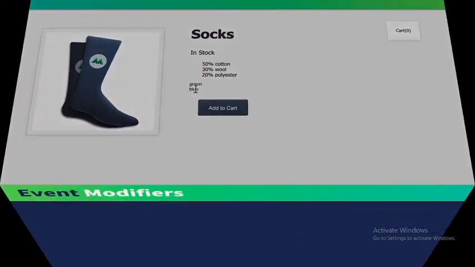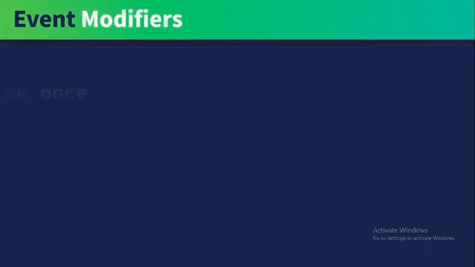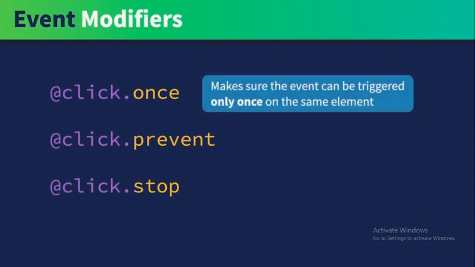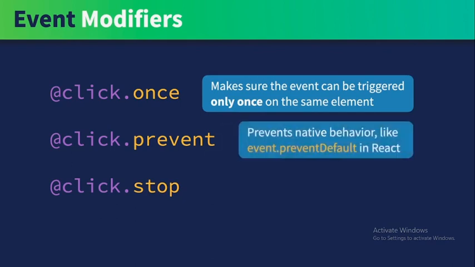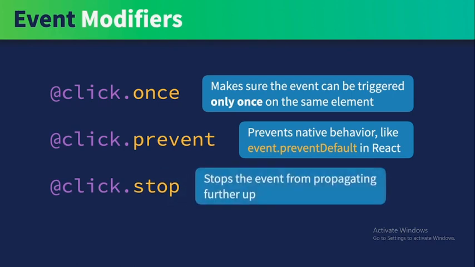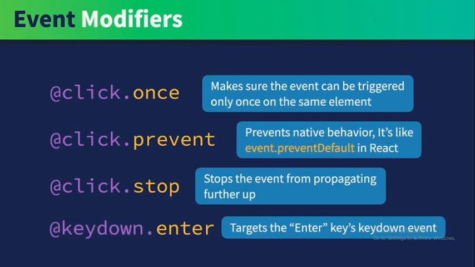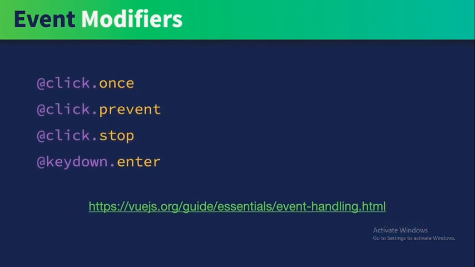Vue.js allows you to use modifiers on the event attribute. Here are some of them. The once modifier will make sure that the event can be triggered only once on the same element. The prevent modifier is like preventDefault in React. The stop modifier will stop the event from propagating further up. Modifiers are very useful when it comes to key events. For instance, keydown with the enter modifier will target the enter key. You can check out the Vue.js documentation to see the full list of modifiers you can use.